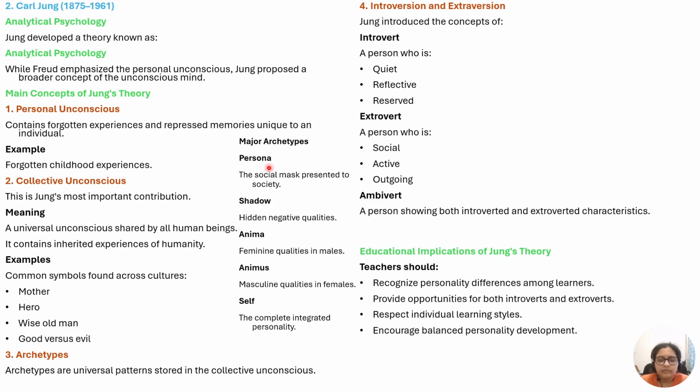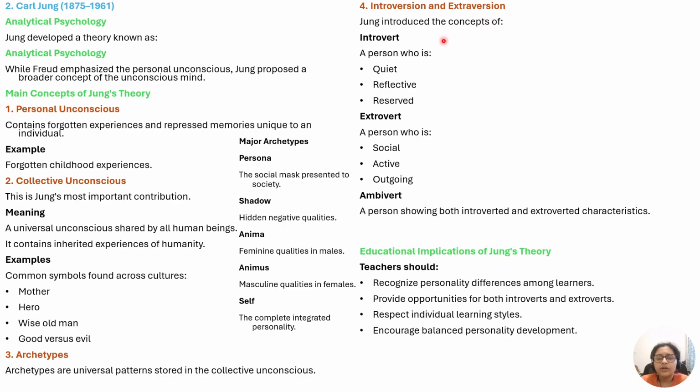Major archetypes are persona, which is related to society; shadow, that means a whole group is hiding certain negative qualities; anima, feminine qualities in males; animus, masculine qualities in females; self, the complete integrated personality. So these are the various archetypes.